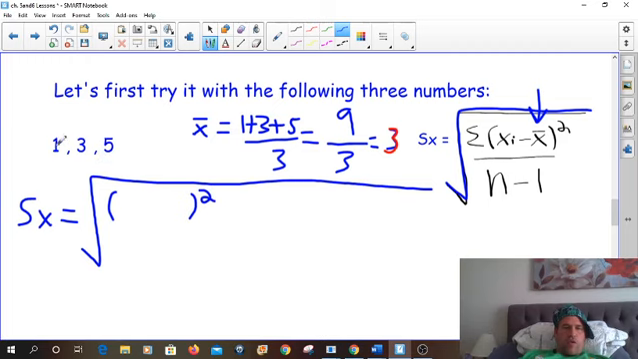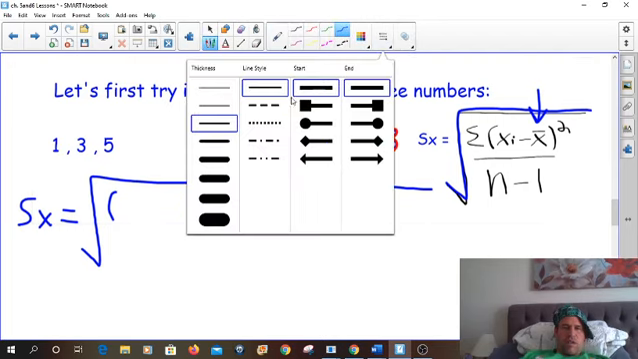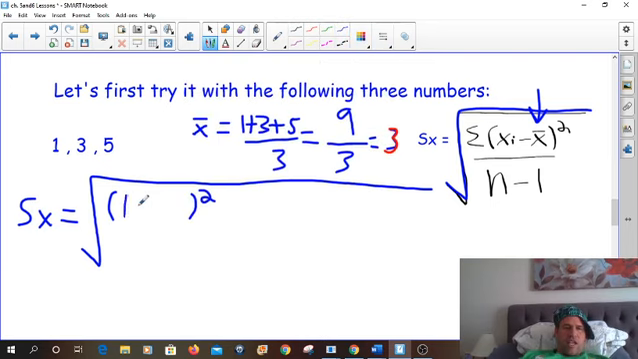First of all, we've got the number 1, so we're going to bring that down. The first number in our data set is 1. Then we're going to minus the average. The average is 3. So 1 minus 3, the individual data number minus the average, all squared. And remember, this summation symbol means to add them all up.